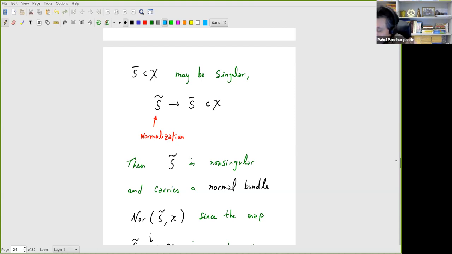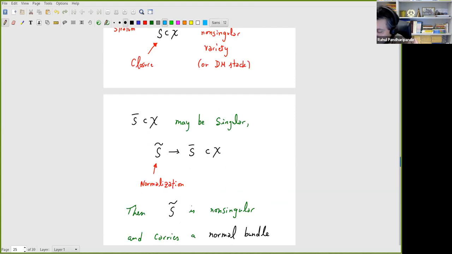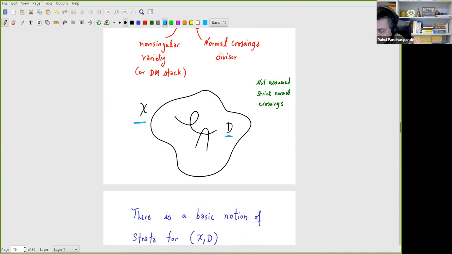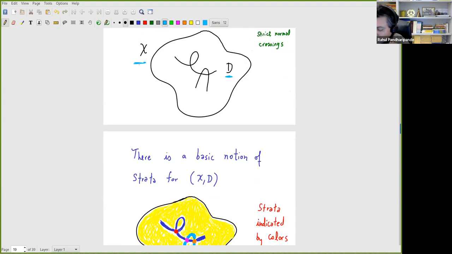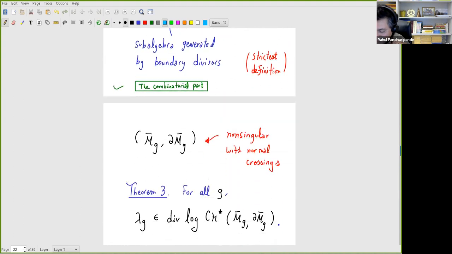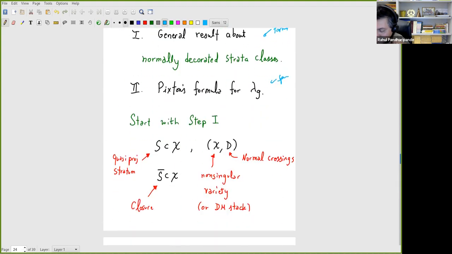I'm going to define some classes, in fact some tautological classes. If you like M_g bar, this shouldn't be a surprise. If you have such a geometry, there are natural tautological classes, and those are defined to first order by the strata closures. But we want something more. We want some normal bundles on that also. To say what those normal bundles are, you have to be a little bit careful.